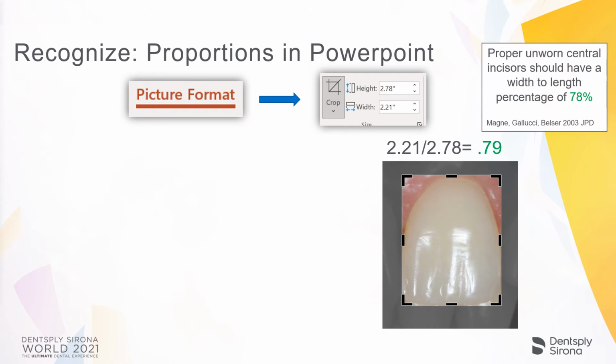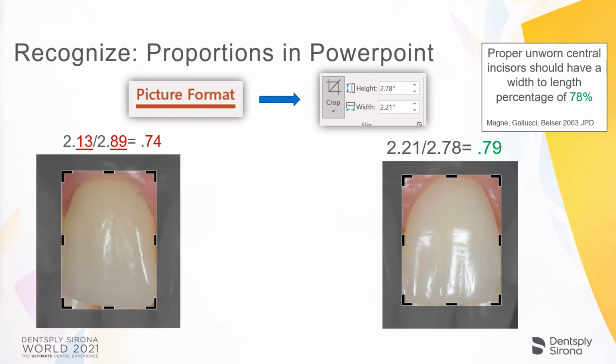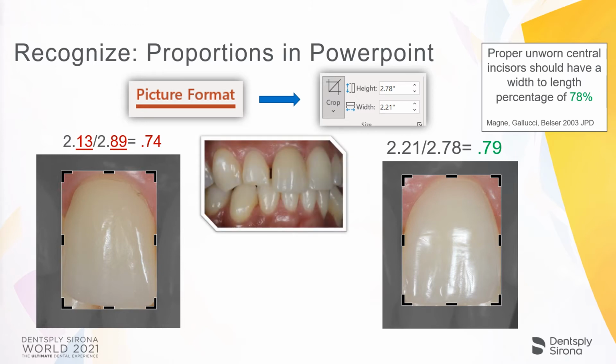So when we look at this study by Monnier, Gallucci, and Belser, you can see that proper unworn central incisors should have a width to length ratio of around 78 to 80%. So let's look at the tooth on the other side. When we take that same function, drag it over to the other tooth, which took me all of about 20 seconds to do in PowerPoint, you can see here that we have a tooth that is a little bit too skinny. The problem is it's a little bit too long and we have a diastema.